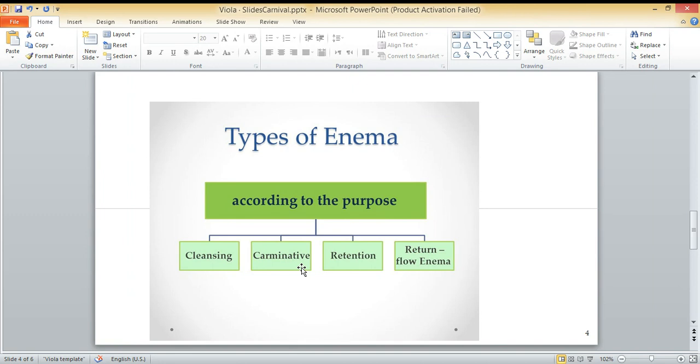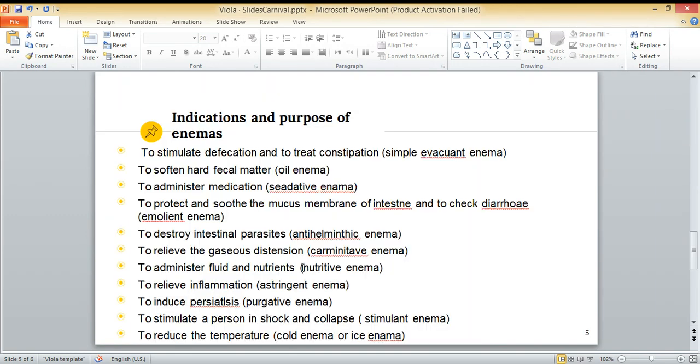There are certain types of cleansing enemas such as tap water and normal saline enemas, soap solution enema, and hypertonic saline enema, and these enemas are usually kept for 15 to 20 minutes and then expelled. So that was cleansing enemas. Now, to talk about the different types of enemas and their indications, I've listed them here, and it would be easier to understand what the different types of enemas are and what their purposes and indications are.